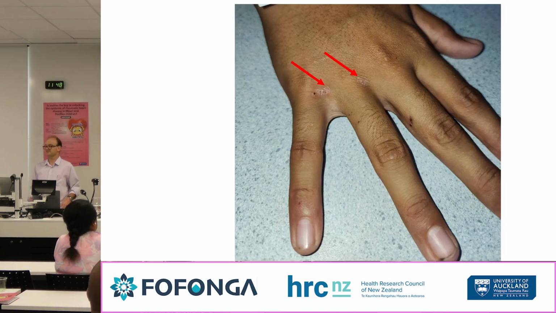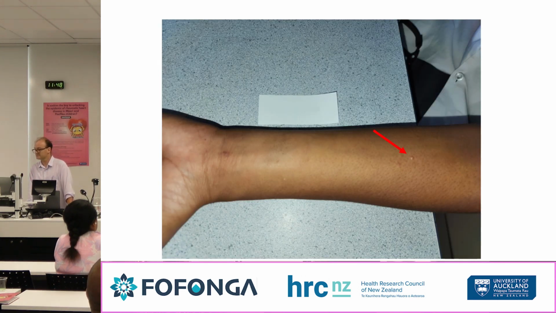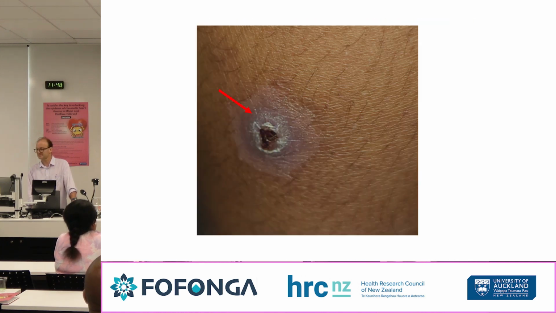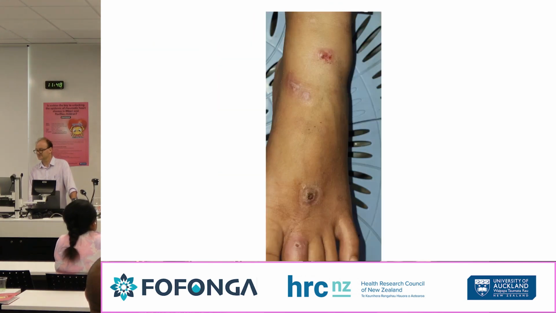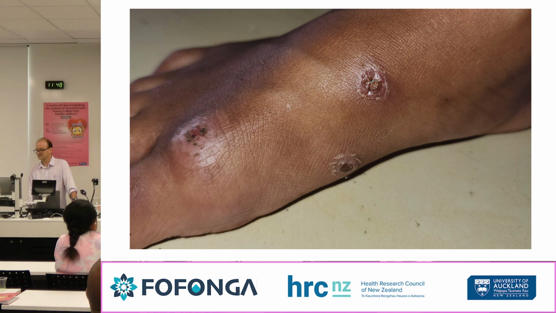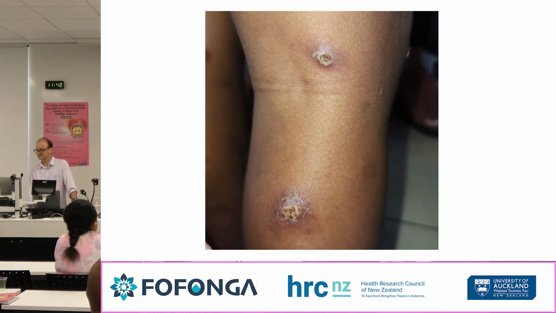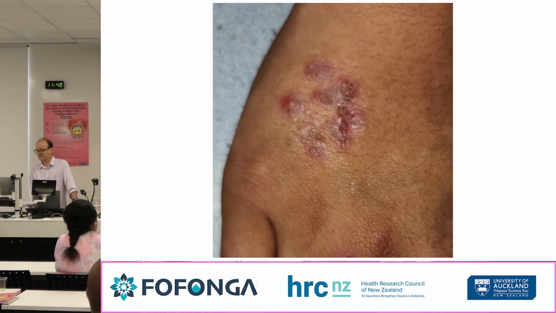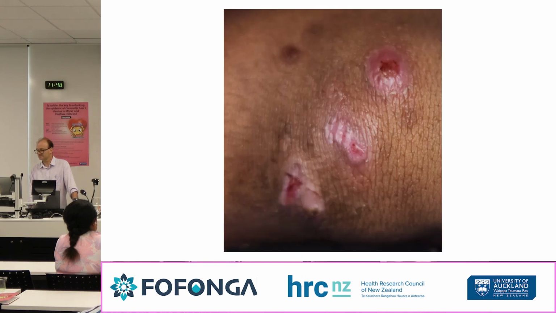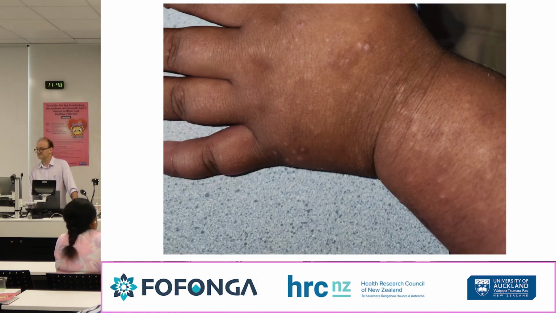So here's just some examples of what we see in Tonga. Typical scabies. This is what we'd call atypical, just one lesion rather than crops of lesions. You often see signs of infection. This is very common. Crops of papules here, the beginnings of infection. You can see crops of papules on a younger child.